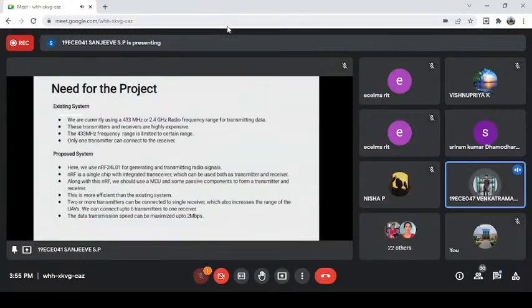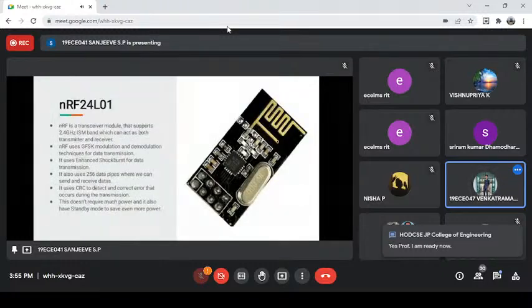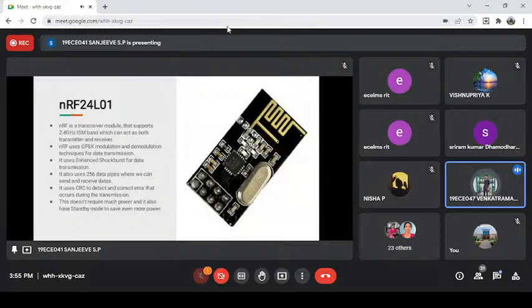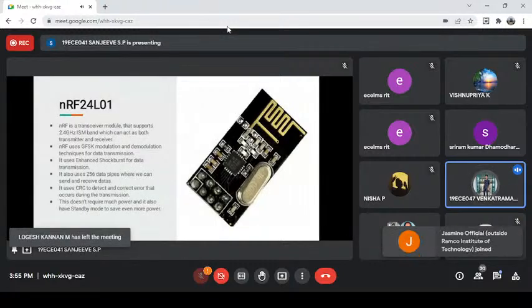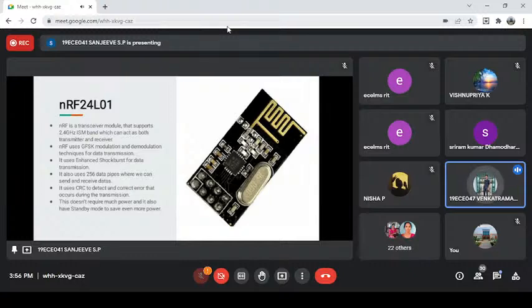The data transmission speed in the NRF can be up to 2 Mbps. So this is the NRF24L01, and it supports the 2.4 gigahertz ISM band, and it can act as both transmitter and receiver, as I mentioned earlier. It uses Enhanced ShockBurst for data transmission. It also uses GFSK modulation and demodulation techniques. We can transfer data in 256 channels, so we can use a wide range of communication. It uses CRC, cyclic redundancy check, to detect and correct errors during transmission. It doesn't require much power, and it also has a standby mode to save even more power.